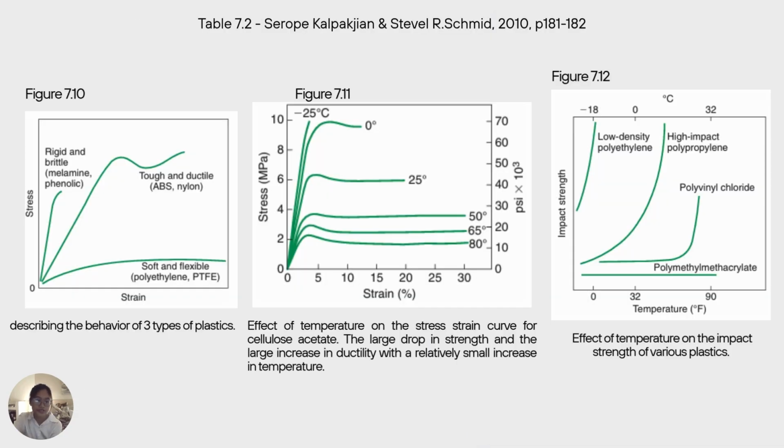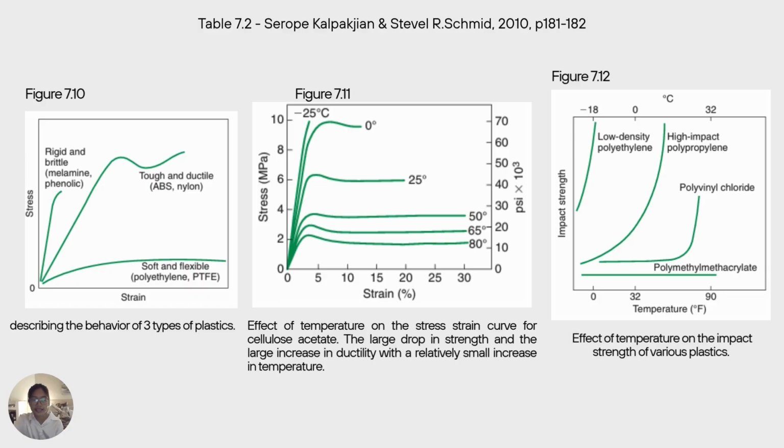So here is Figure 7.10, and we'll begin with that one, which compares the stress-strain behavior of three categories of plastic. There are rigid and brittle plastics, such as filament. There are tough and ductile plastics, such as ABS and nylon. And there are soft and flexible plastics, such as Teflon.